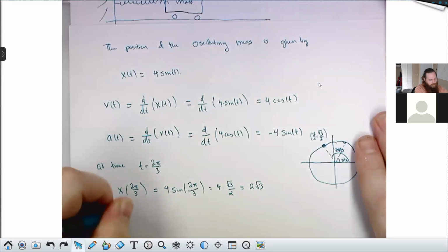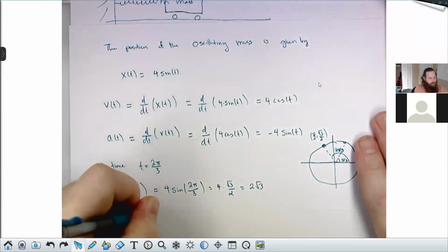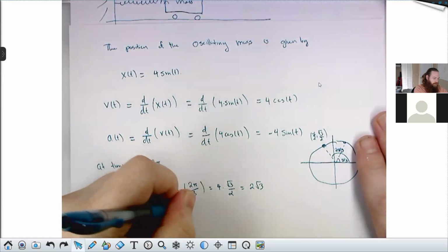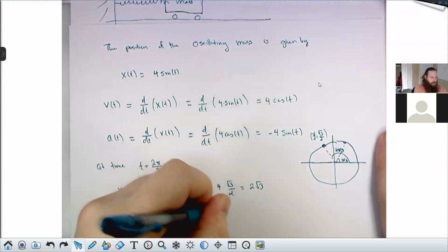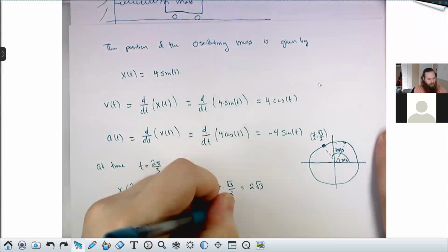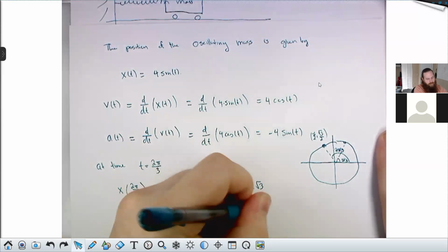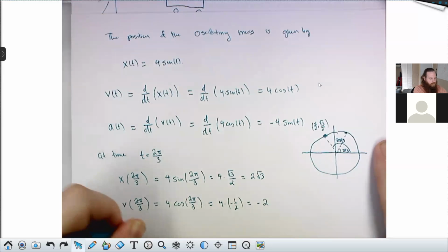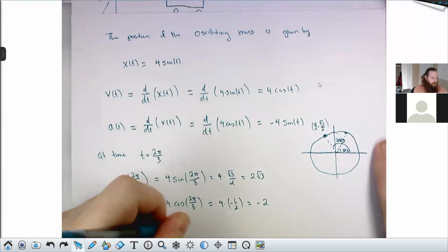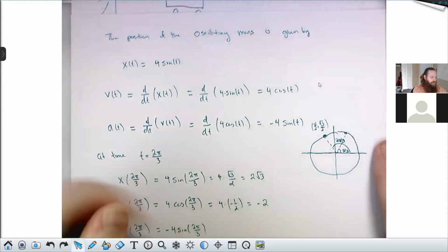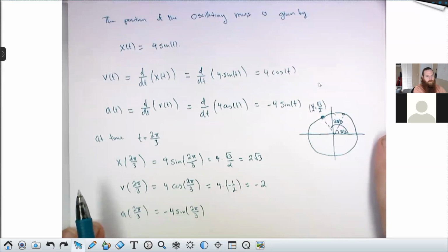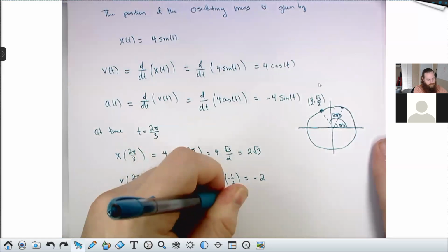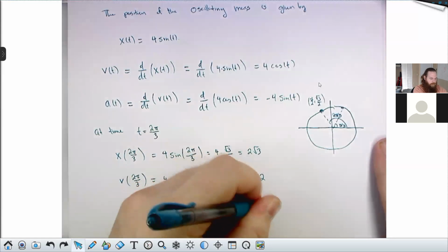The velocity at this time, I just plug 2 pi over 3 into my velocity function. So this is 4 times the cosine of 2 pi over 3, which is 4 times, according to this, negative 1/2. So that's negative 2. And my acceleration at time 2 pi over 3 is negative 4 times the sine of 2 pi over 3, because my acceleration function is negative 4 sine t. And again, the sine of 2 pi over 3 is root 3 over 2, so this is negative 4 times the square root of 3 over 2, which is negative 2 root 3.